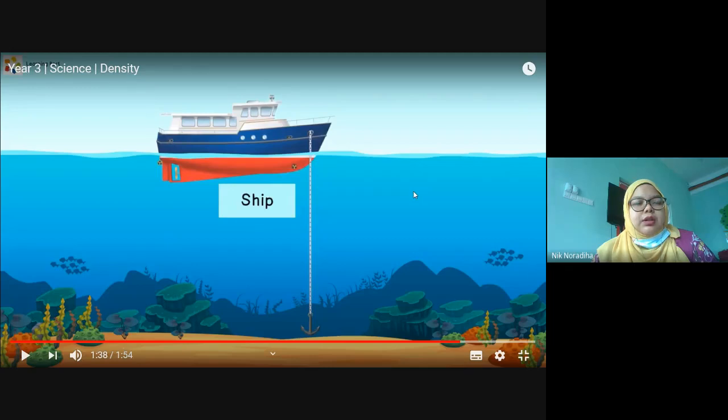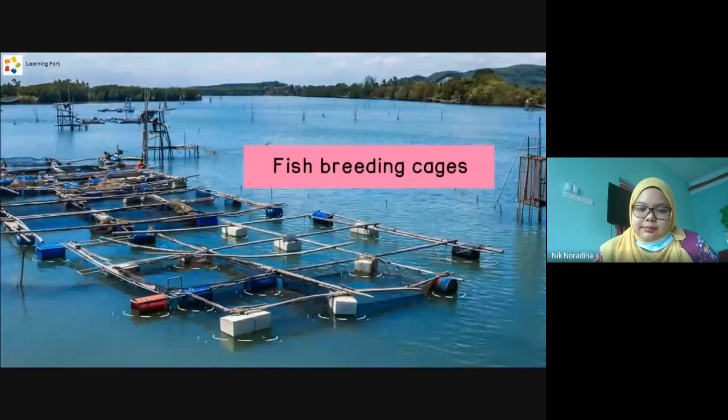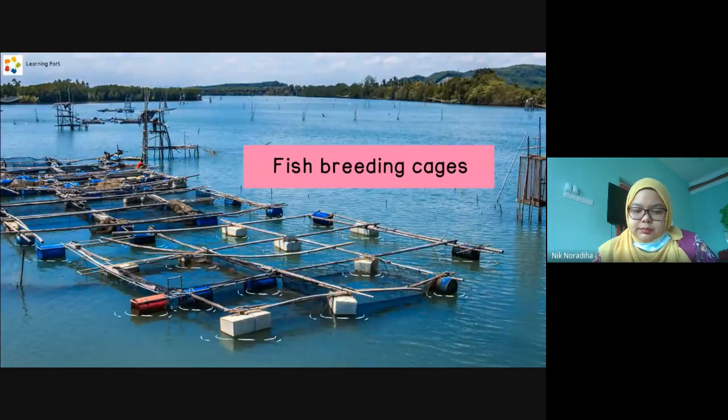For those who did not know yet, why does this ship float in water? Because the air inside it helps it to stay afloat. However, this metal here will sink in water because, just like I said before, most metals sink in water. The anchor, which is also made of iron, sinks in the water because it is denser. Fish breeding cages have floats attached to them to make them less dense than water. Therefore, they float on water.